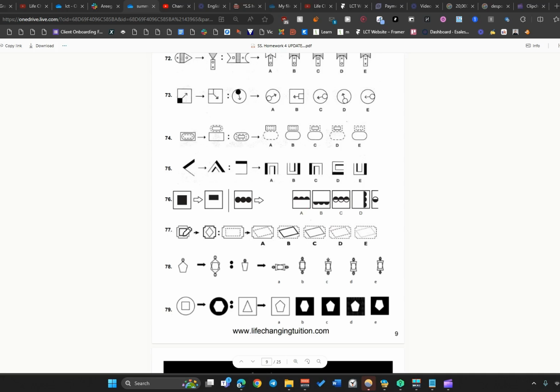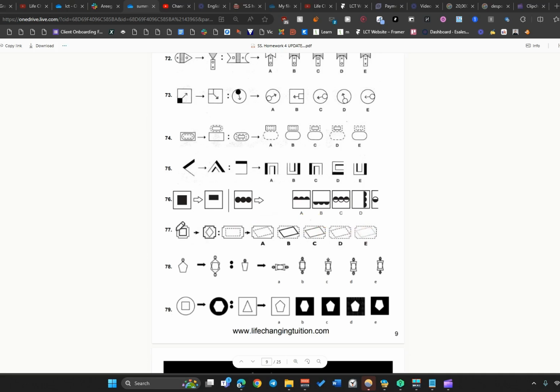For question 77, if we're looking at the change here, first of all, the outside shape is getting bold, so I'm going to make that change to this one. Let's have a look. Okay, it looks like that's not the case, because there's no option that has the outside shape going bold.